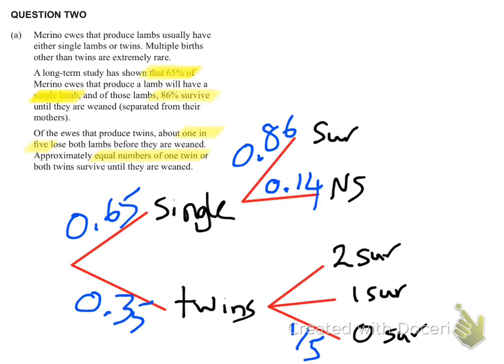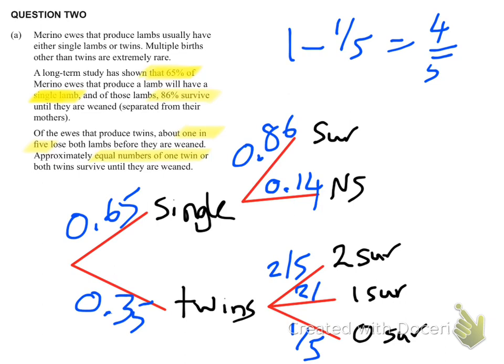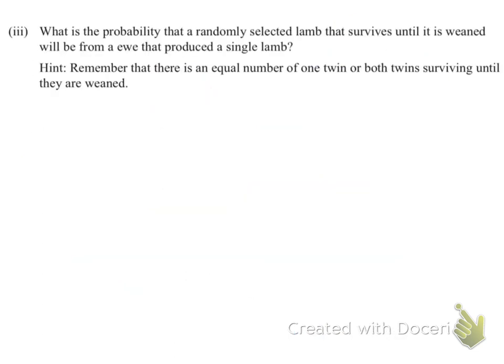So if 1/5 is that section there, that means 1 surviving and 2 surviving has to add up to 4/5, because remember, all 3 of those probabilities add up to 1. 1 take away 1/5 will leave me with 4/5. And then I'm going to split that into 2, and that means there's 2/5 where 2 survive and 2/5 where 1 survives, and then those are my probabilities. All right, so that's the part of the tree that we need to make sure we get correct. Once we've got that, then we look at the actual question.